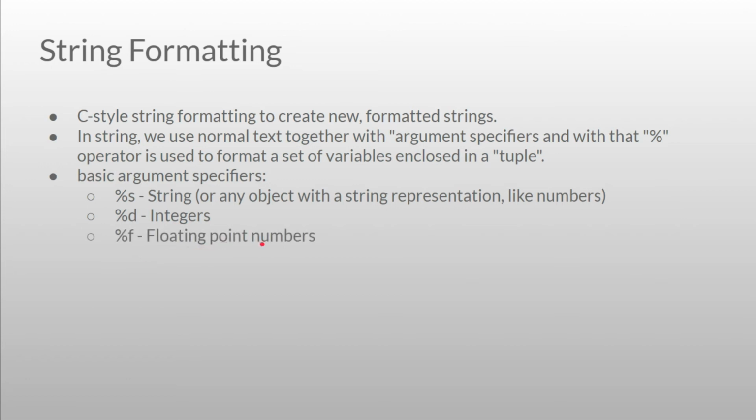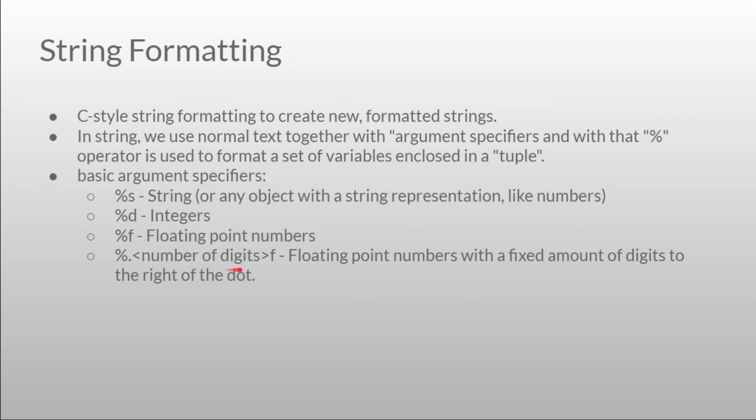%f is for floating point numbers. %.(number of digits)f is for floating point numbers with a fixed amount of digits to the right of the dot. And %x, uppercase X or lowercase x, this is for integers in hexadecimal representation. So these are some basic argument specifiers and you should remember them.